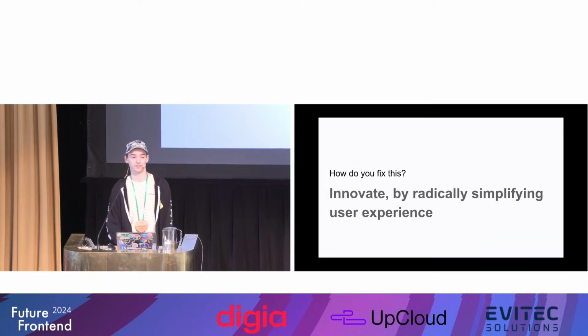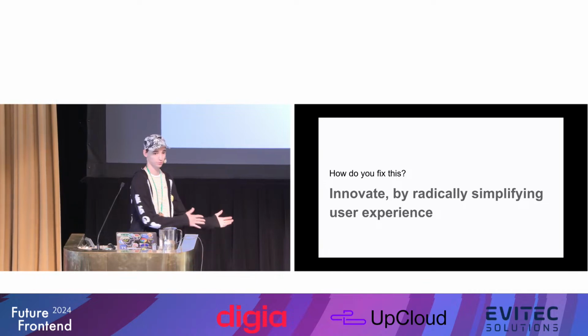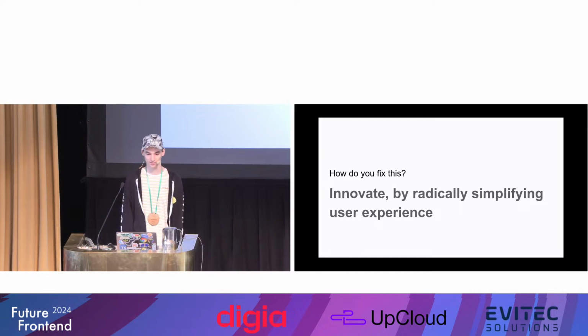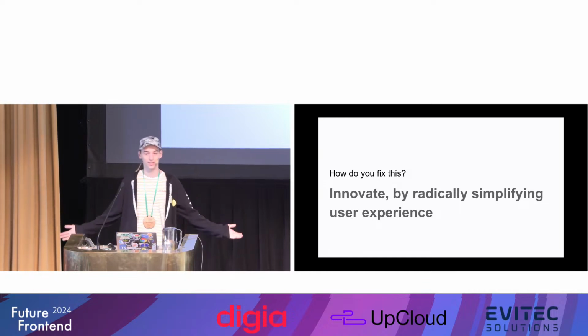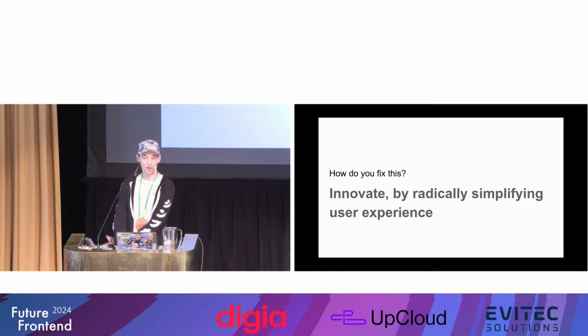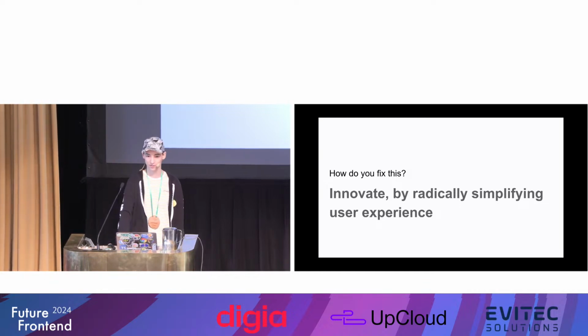So how do we fix this? We somehow have to innovate the registry, and we can't innovate NPM itself because, again, NPM's stuck. Nobody wants to touch NPM. NPM is not open source. We can't do it ourselves, right? GitHub has to do this, and GitHub doesn't want to do it. So we have to do something other than NPM. And the way to innovate is to radically simplify the user experience.